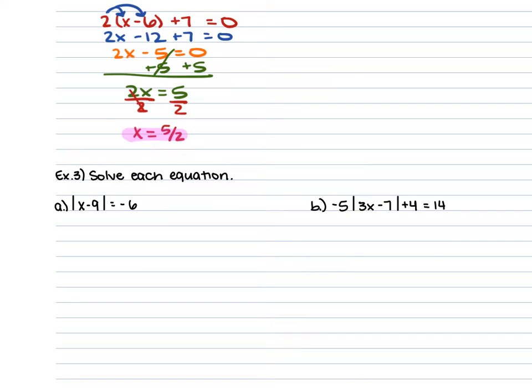In example 3, we have the absolute value of x minus 9 is equal to negative 6. You cannot have the absolute value equal to a negative number. It is not possible, so this one is no solution.